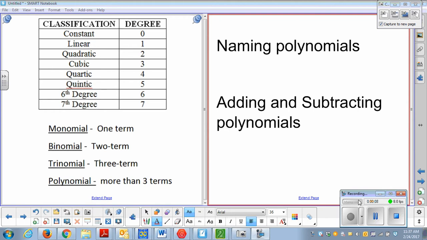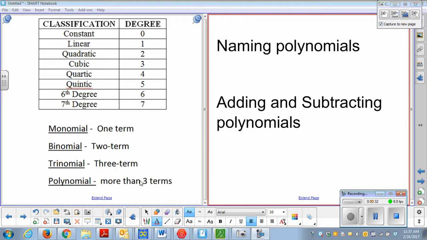So, first thing you want to understand is that in order to name a polynomial and classify it, you want to name it by how many degrees it has and how many terms it has. So those are the two things you want to use to name a polynomial: the highest degree and how many terms.